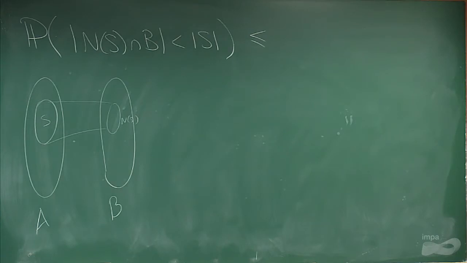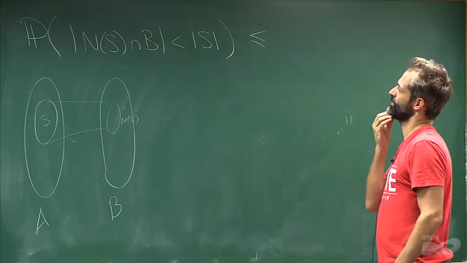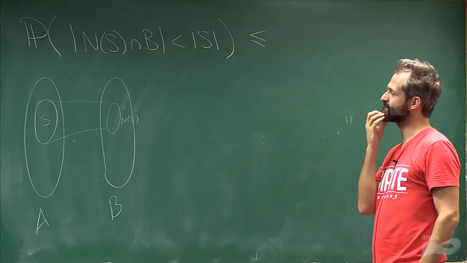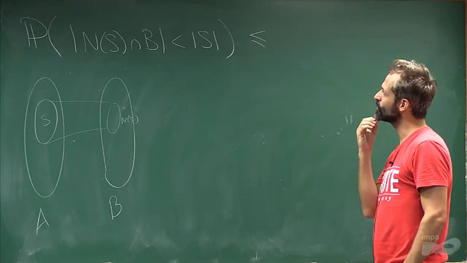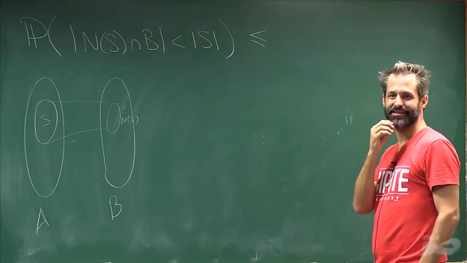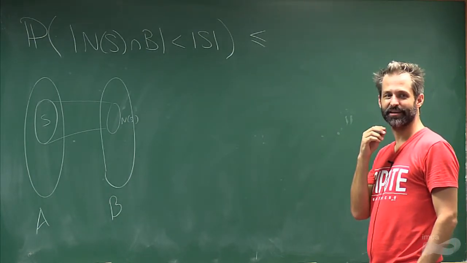Right, there's some kind of bound on this probability. Can you count every subset B of size S minus 1, and then the probability that there are no edges outside that? That sounds like a pretty good idea.